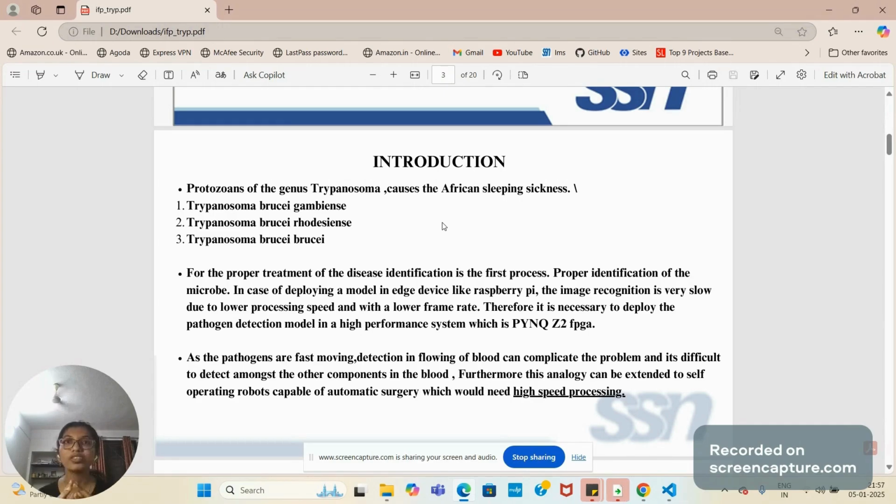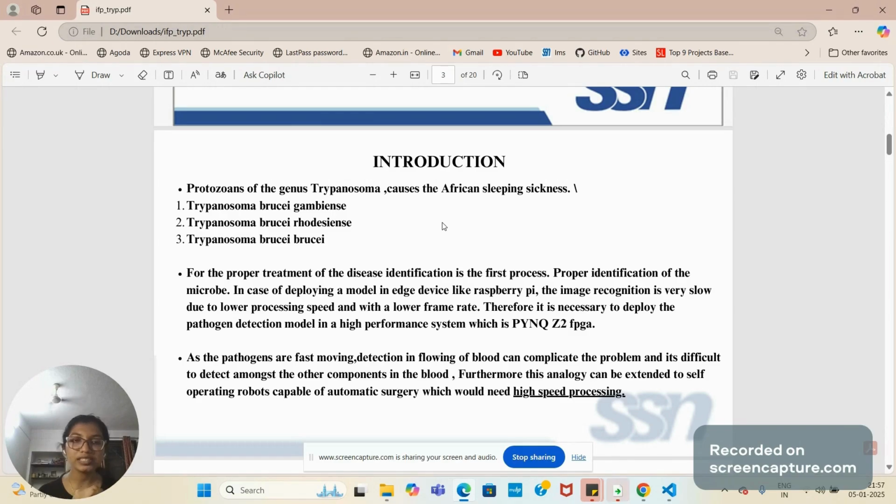So, for the identification of the pathogen, we need a small, concise, movable device. When we deploy the particular ML model on an edge device like a Raspberry Pi, it is going to be very slow in processing, and the frame rate is also going to be very low. So for that reason, we have to deploy this model on a system with parallel processing, which is the PYNQ-Z2 FPGA board.